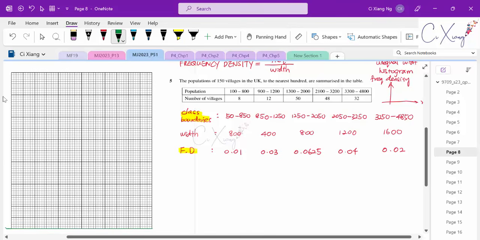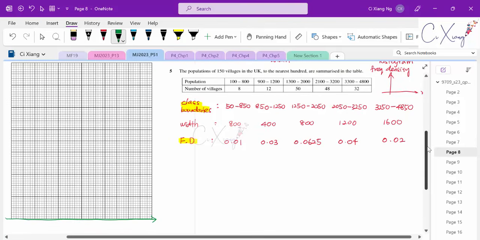Okay, so I think it is not thick enough, right? So maybe we can make it thicker. Okay, so when I try to label, I will start to label it with 50. You can see that all my limits here, the class boundaries, they end with something something 50, something something 50. So to make my calculation and drawing of the graph easier, I will start the value with 50.